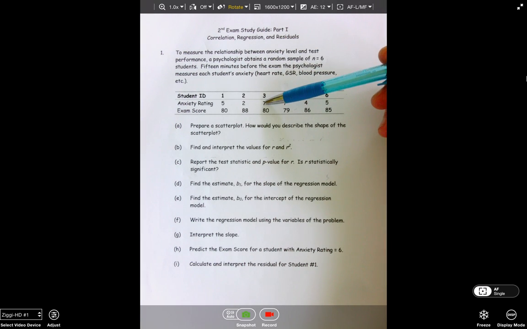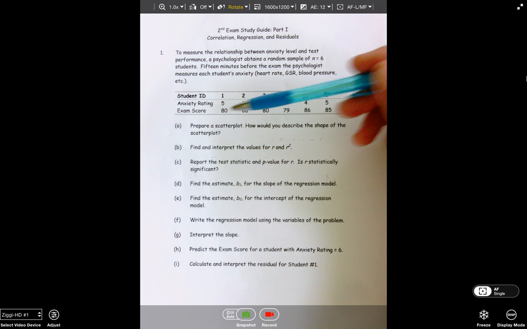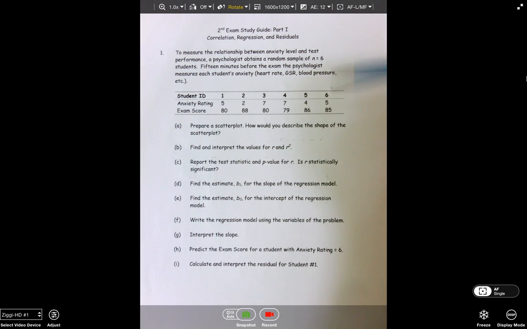So this student right here, student number 3, had an anxiety rating of 7. I think the highest anxiety rating that you could get in this was a 10. So this student right here is pretty much flipping out. This student right here is pretty much flipping out. This student right here, chilling out just fine. No anxiety whatsoever, or at least not much. Only a 2. This is their exam score, 80, 88, 80, 79, and so on and so forth. So we want to see if there's a relationship between a student's anxiety rating and their exam score.